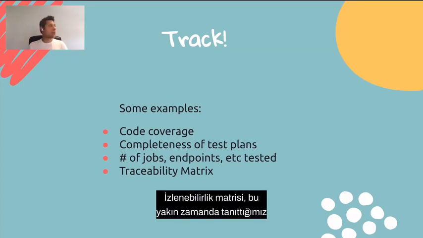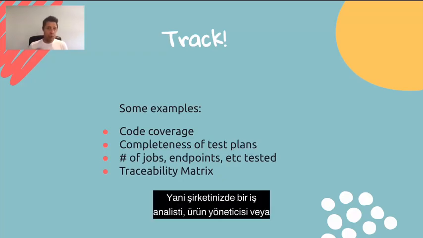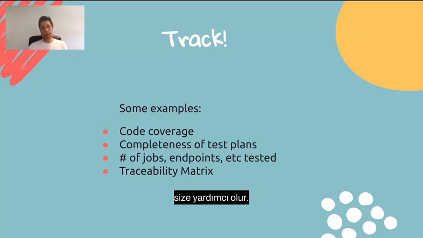Traceability matrix, this is something we recently introduced. That is, we let product managers write the most important flows in a tool, and then these flows are linked to automated tests, and then we can easily see if those tests for those flows are green or not. So it really helps you track important business flows written by a business analyst, product manager, whatever you call them in your company, to automated tests.